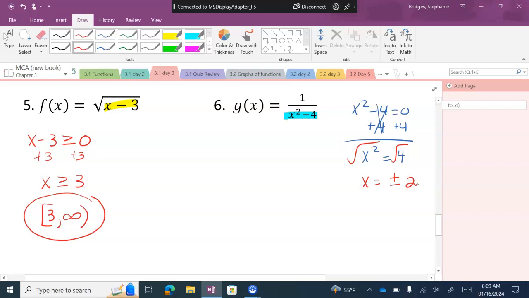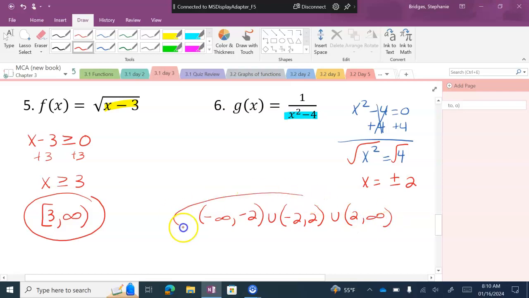All right, so again, kind of think about it like this. It's everything except for -2 and +2. So what would I write? Start with a parenthesis or bracket. Parenthesis and then -infinity to -2. Parenthesis, then union, and then what? -2 to 2. All right, and then the last one? There you go. Okay, so everything with the exception of 2 and -2.